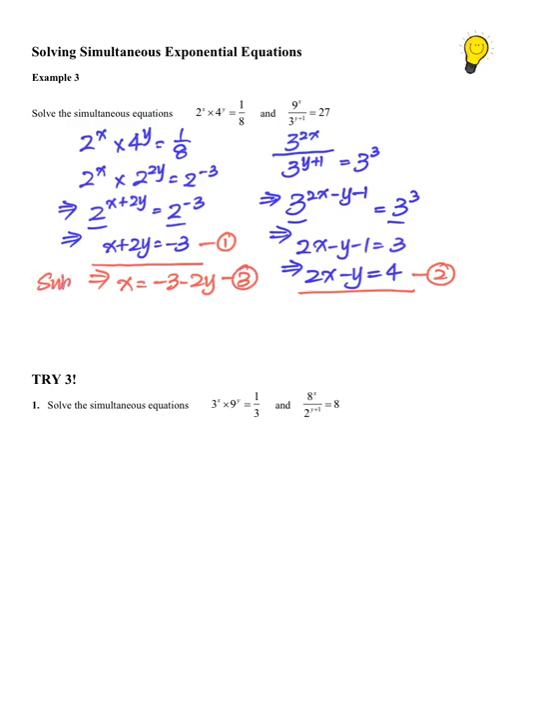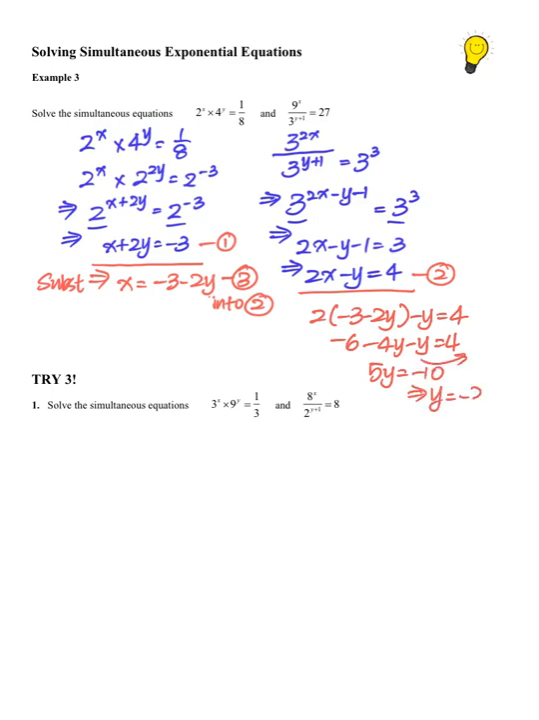So I can substitute equation 3 into equation 2. Okay, so I will have 2 times (minus 3 minus 2y) minus y equals to 4. This is minus 6 minus 4y minus y equals to 4. So 5y equals to minus 10. So y is equals to negative 2.